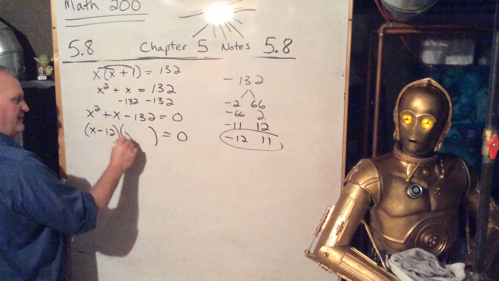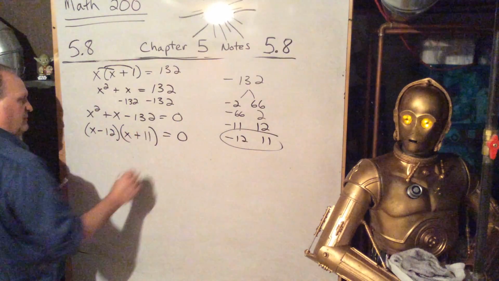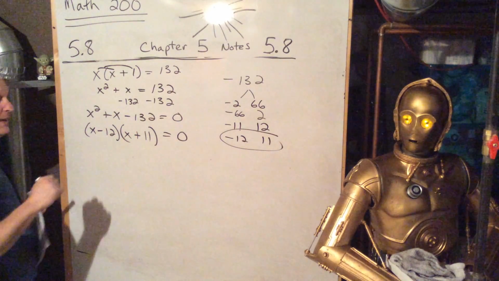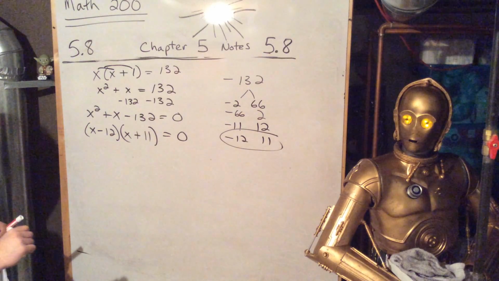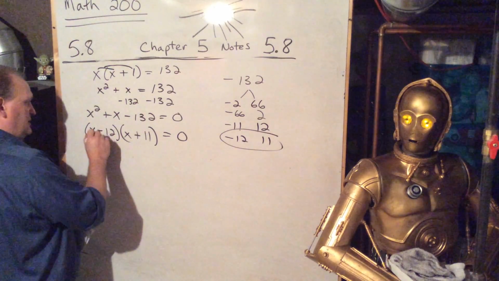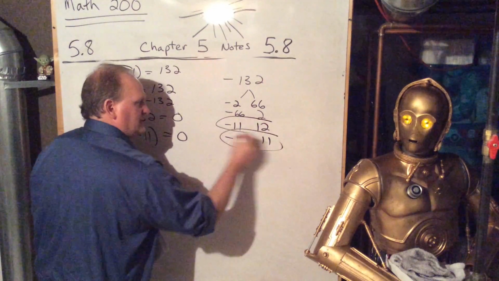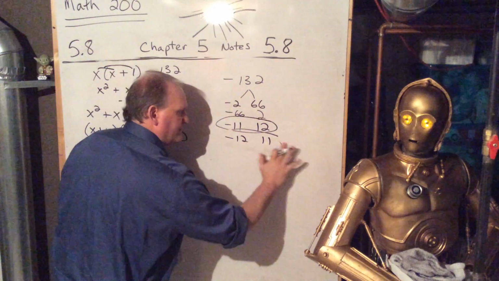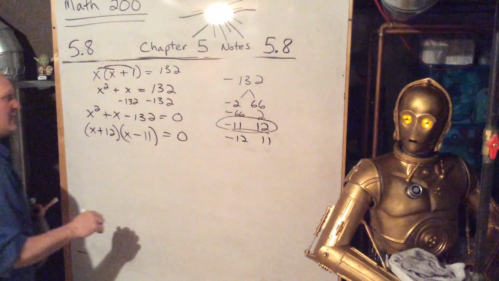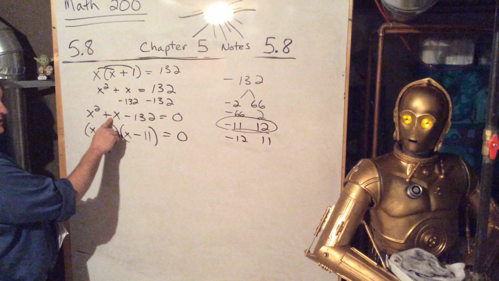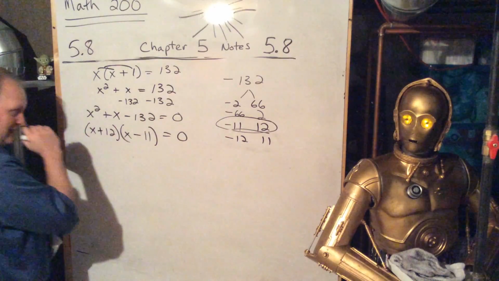X minus 12, x plus 11. Oh wait, did I pick the wrong one? Oop, it was supposed to be plus 1, so I did pick the wrong one. It's this one, not that one. Whew, caught it in time though. So look, it should add up to be positive 1. So I need the positive 12 and the negative 11.